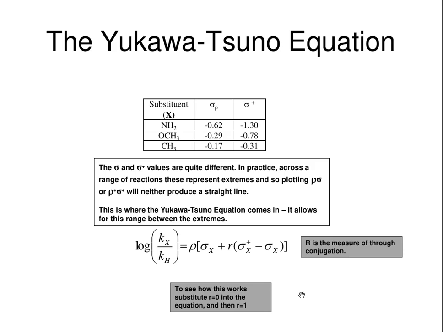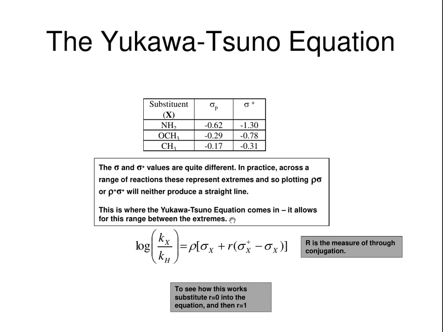So the way to understand this equation is to first of all see what happens if you put 0 into this equation. If you put R as 0 into this, you can see that all of this falls away, and you get log kx over kh as rho sigma. That's our Hammett equation that we started with. If R is 1, then it's interesting, because then this sigma x cancels with the minus sigma x, leaving rho sigma plus. So that's only sigma pluses. So when R is 0, we've got our rho sigma. When R is 1, we've got our rho sigma plus. And if it's in between, we've got something in between.